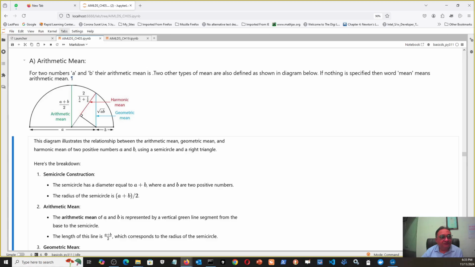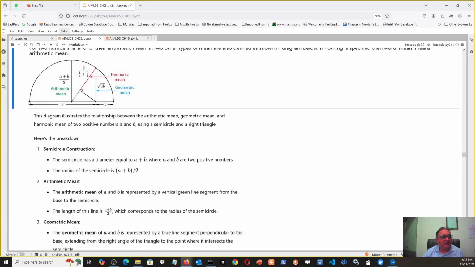Now here, this is one diagram, which is enough to conceptually remember what all three means are and in which order they are related to each other, provided you understand how to construct this diagram. Suppose you are given two numbers a and b, and you are asked to find the arithmetic mean, geometric mean, and harmonic mean of those two numbers, and suppose a is greater than b. So that is the situation.